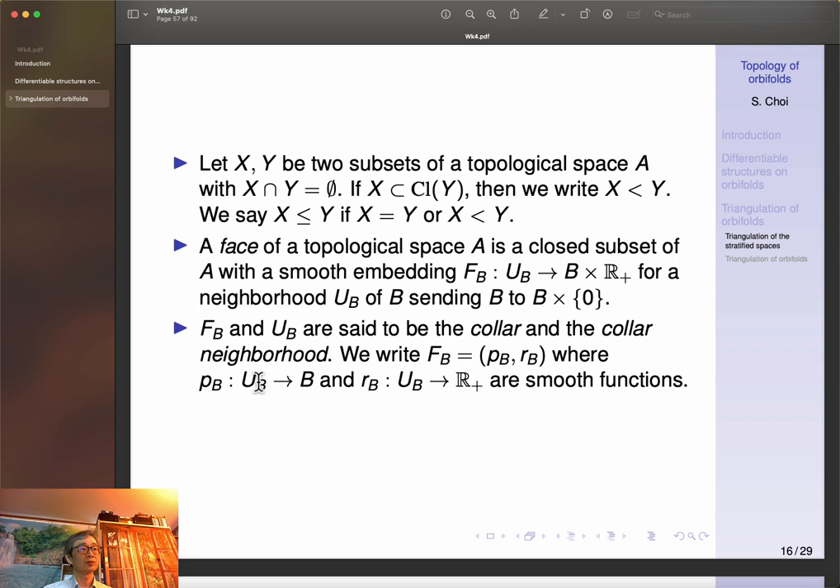And f_B and U_B are said to be the collar and the collar neighborhood. We can write f_B to be (p_B, r_B), where p_B is the projection to B and r_B is the sort of distance function from B. So these are smooth functions. Usually they will be required to be smooth functions, but of course we haven't really defined the smooth structure here.